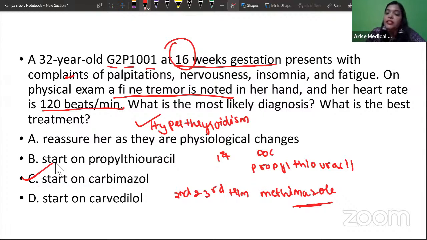Propylthiouracil is the drug of choice in the first trimester because methimazole and carbimazole are a little teratogenic. So we avoid giving them in the first trimester. But better control is with carbimazole and methimazole. So as she has come to you in the second trimester, you can give her methimazole, but as I don't have the option of methimazole, I'm going with carbimazole. Okay.